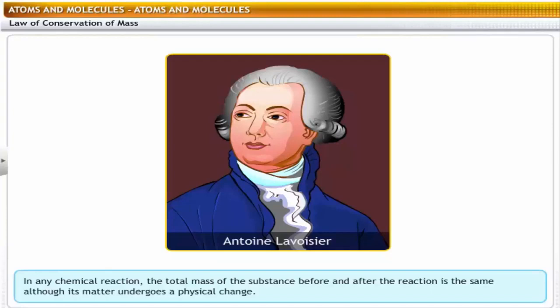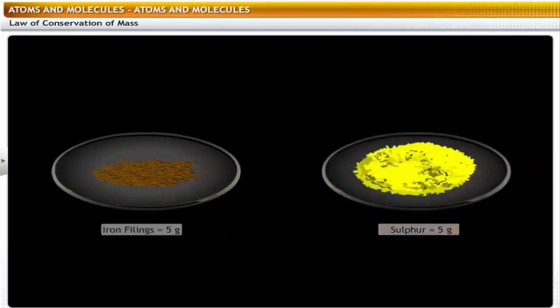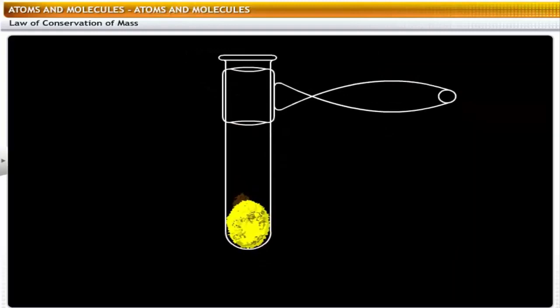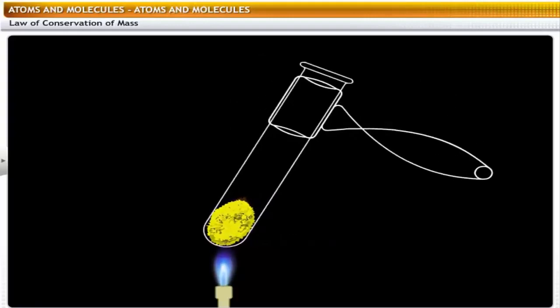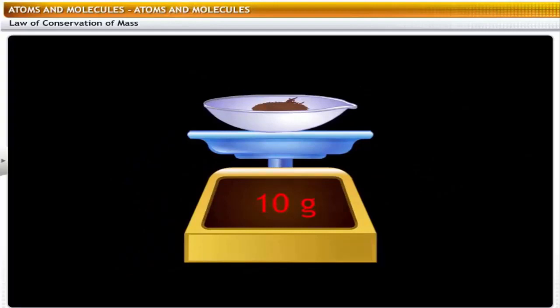This can be better explained with the help of an experiment. To do this experiment, take 5 grams of iron filings in a watch glass. Take 5 grams of sulfur in another watch glass. Then, mix the iron filings and the sulfur thoroughly and weigh it. The weight is 10 grams. Now, heat the mixture. It forms a dark molten mass of ferrous sulfide. Weigh it. You'll find the weight to be 10 grams. This shows that the mass is the same, though there is a change in form.